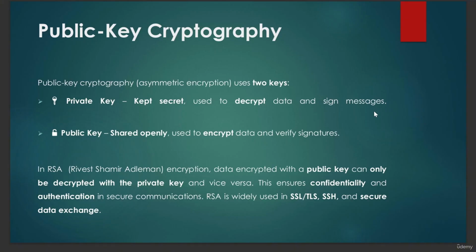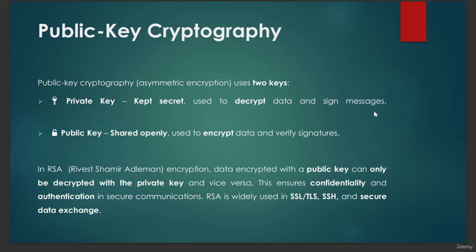Now, the private key is kept secret, used to decrypt data and sign messages. So whenever you send me that secret message, which you encrypted using my public key, which I shared with you openly, I can only decrypt that message using my own private key. So anyone that comes across that message won't be able to decrypt it unless they have the private key. This helps to maintain confidentiality and integrity of data.